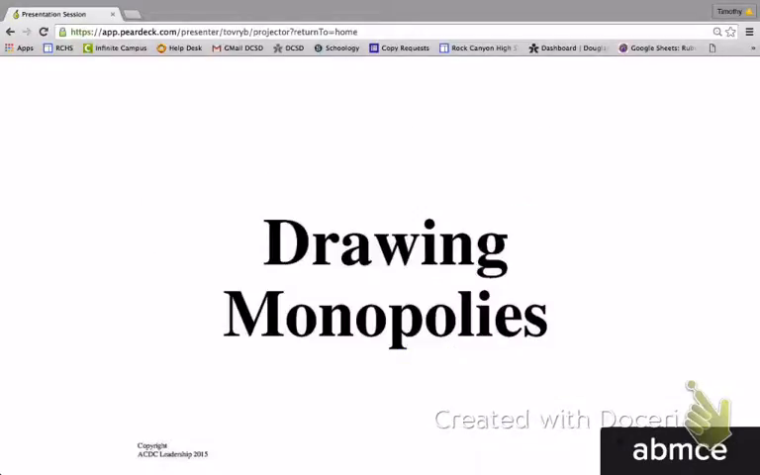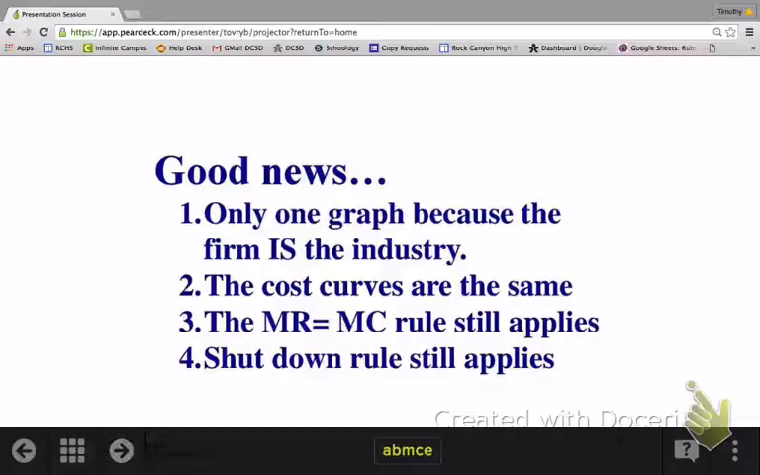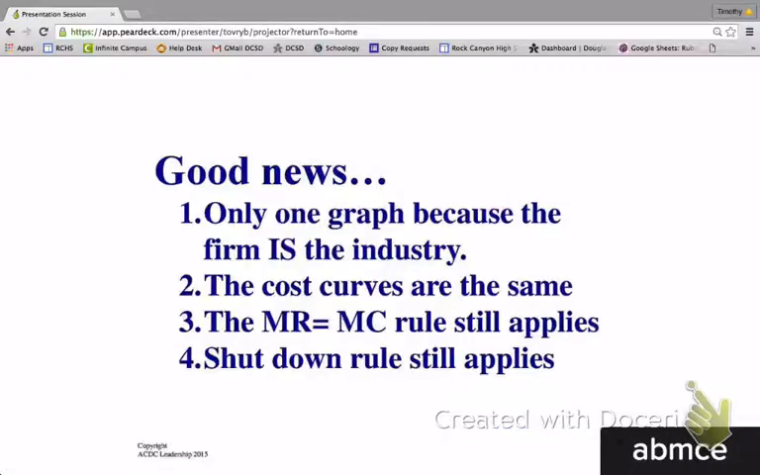Now we have to consider how we draw monopolies. Well, here's the good news. First of all, under perfect competition, remember we had to draw two side-by-side graphs. One showed the industry supply and demand curve, what we called the market demand and supply graph. And side by side, we showed the demand and supply curve for an individual firm in the market. But under monopoly, the industry and the market are one and the same. Because the monopoly is the only producer, it is also the market. And so the monopoly graph and the industry graph are one and the same. So you only have to know one graph.